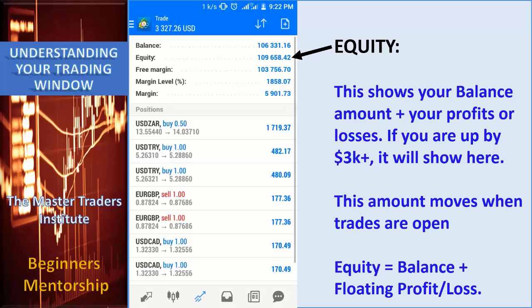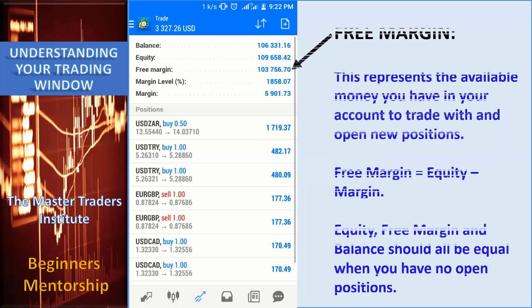If you are losing money, your equity will be your balance minus the amount you are losing. If you are in profit, your equity will be your balance plus your profits. This amount moves when trades are open. Equity equals balance plus floating profit or loss.